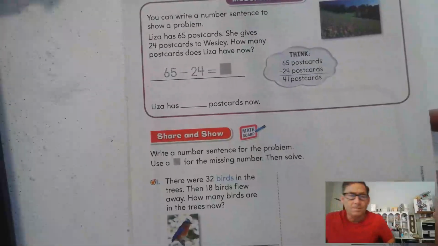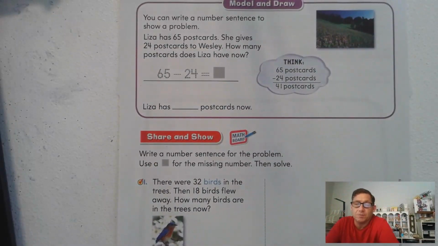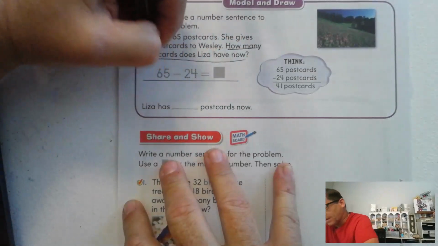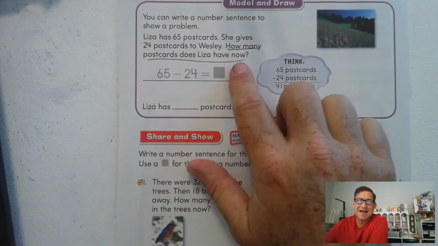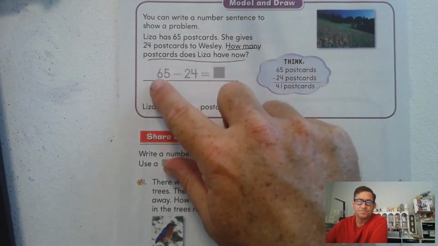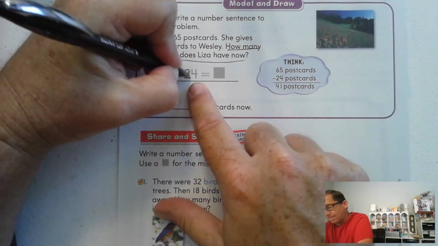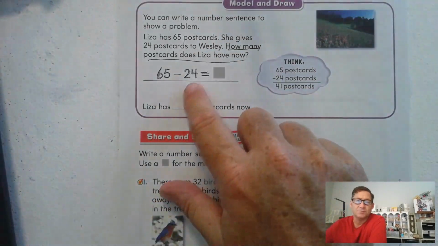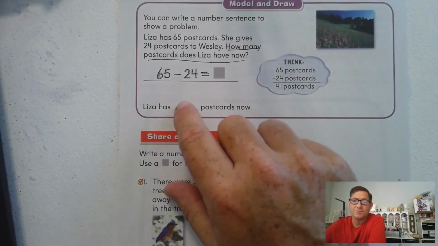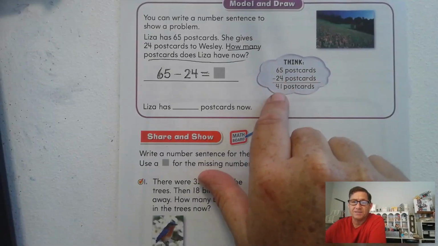All right, let's look at page 266. So you can write a number sentence to show a problem, and we just did that in the previous problem. Now, Liza has 65 postcards. She gives 24 postcards to Wesley. How many postcards does Liza have now? So this is what we have to find out, right? How many does she have now? She started with 65. She gave away 24. Well, if I subtract those two, that'll tell me how many she has now after giving away 24. So it's basically 65 minus 24, right?